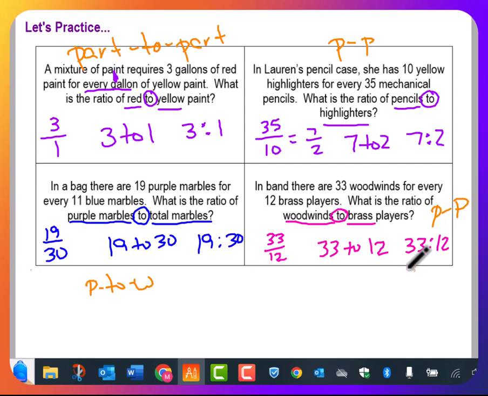It does not simplify. Those are the three ways that you could write it. Fraction form, using the word to, and using the colon.